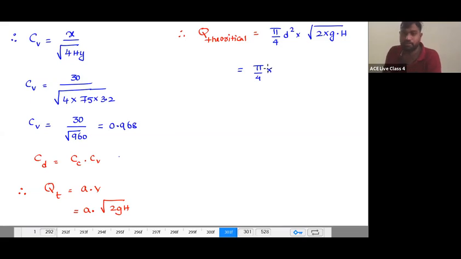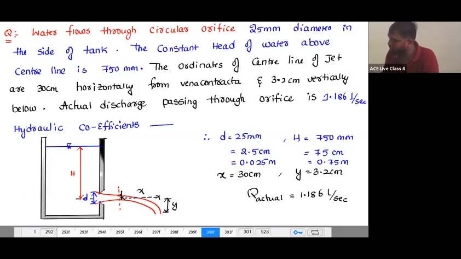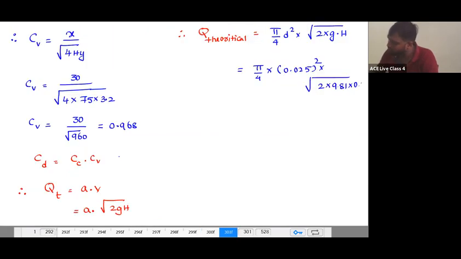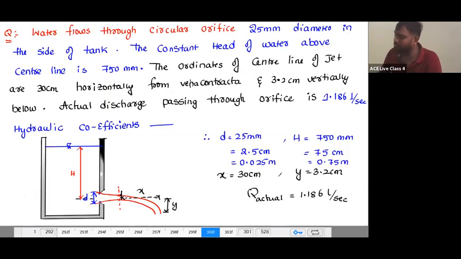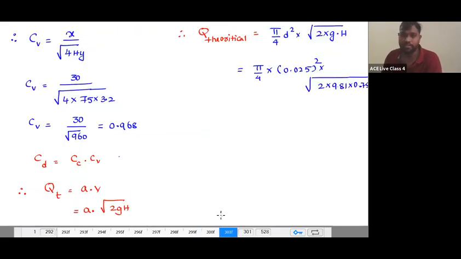What is the d value? The d value is 0.025 square into root of 2 into 9.81 into 750 mm, which means 0.75. In the ESE prelims, they won't give this many calculations. But I'm giving you this question so that you can understand how to solve the coefficients. Okay. So now first find out the Q theoretical.